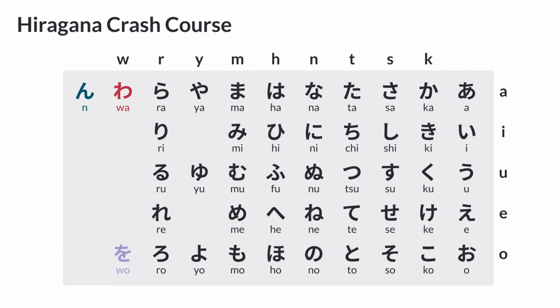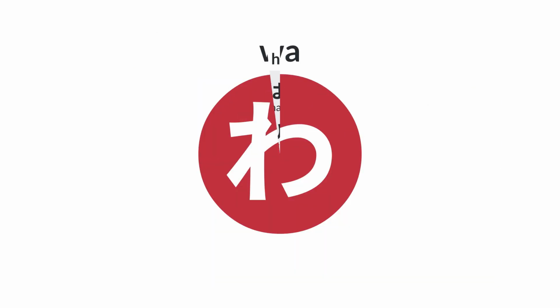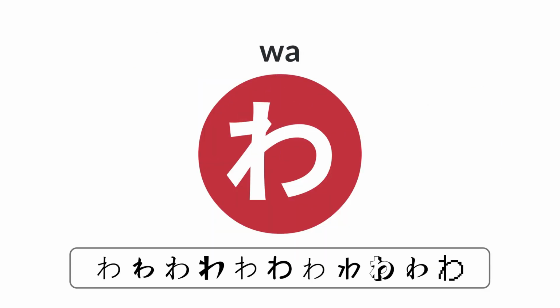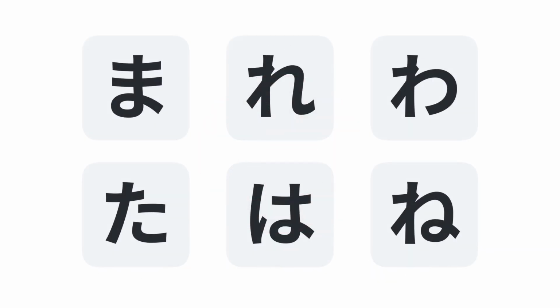In this lesson, we'll learn the characters wa, o, n. This character is wa. Wa. Which of these characters is wa? Wa.